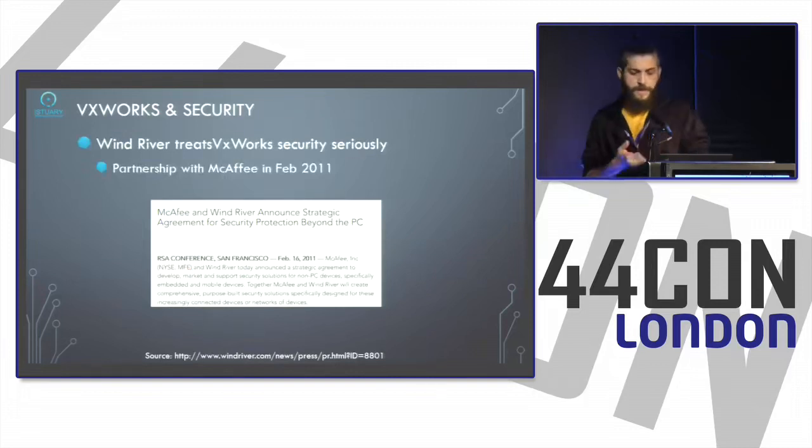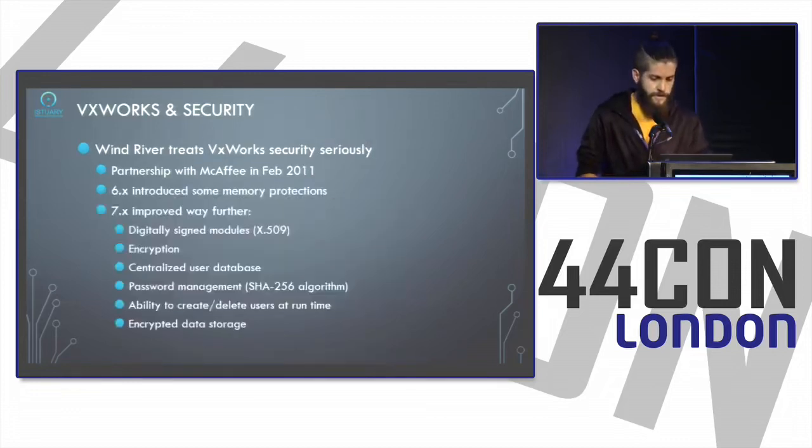So, VxWorks and security. We know that Wind River treats VxWorks security seriously. For example, in 2011, they announced a partnership with McAfee to improve the security of the OS. And I told you before that version 6 introduced some memory protection. I will come back to this after. And 7.x as well, for example digitally signed modules, encryption, password management. They now store passwords with the SHA-256 algorithm, and some other stuff.